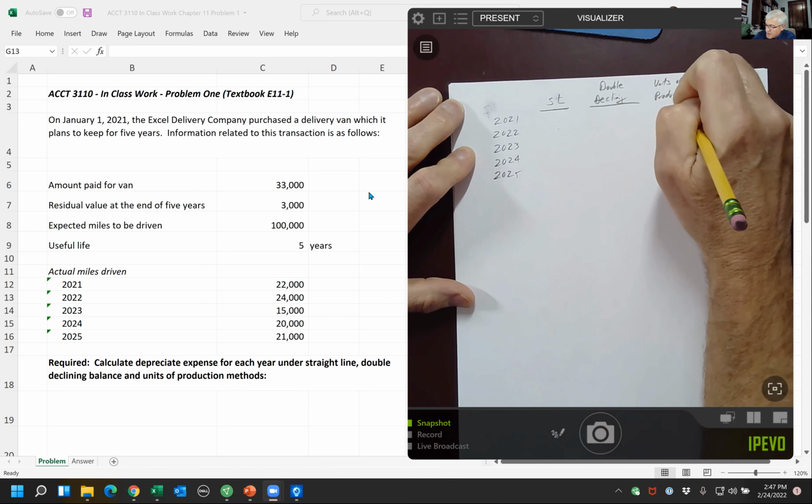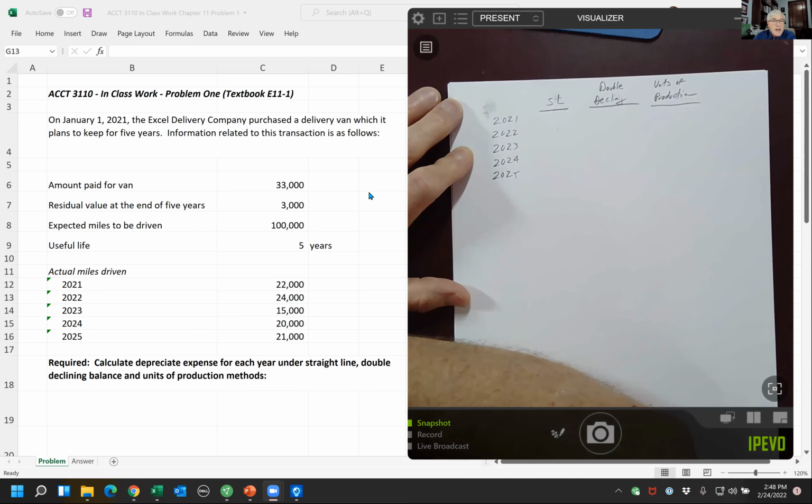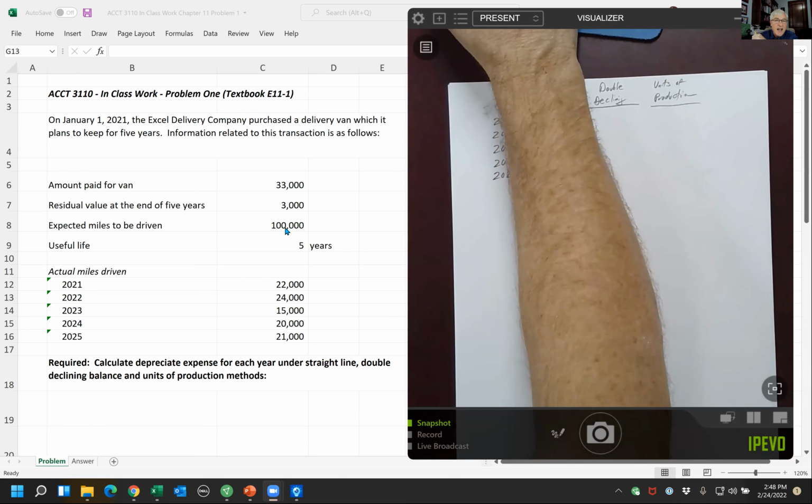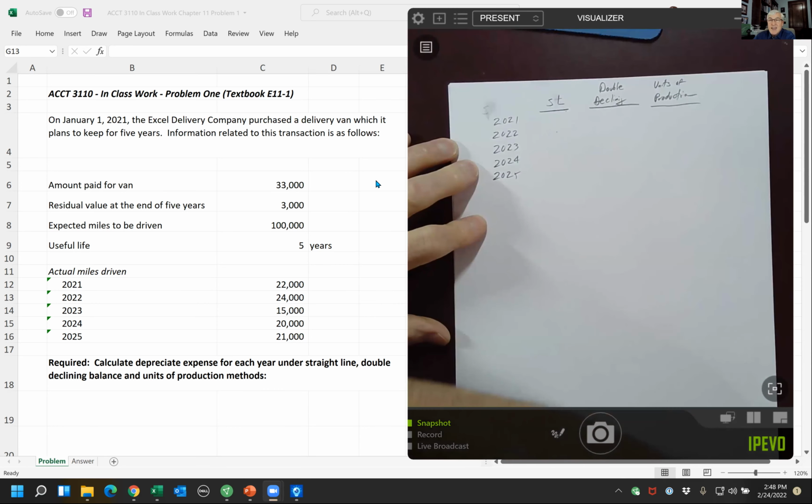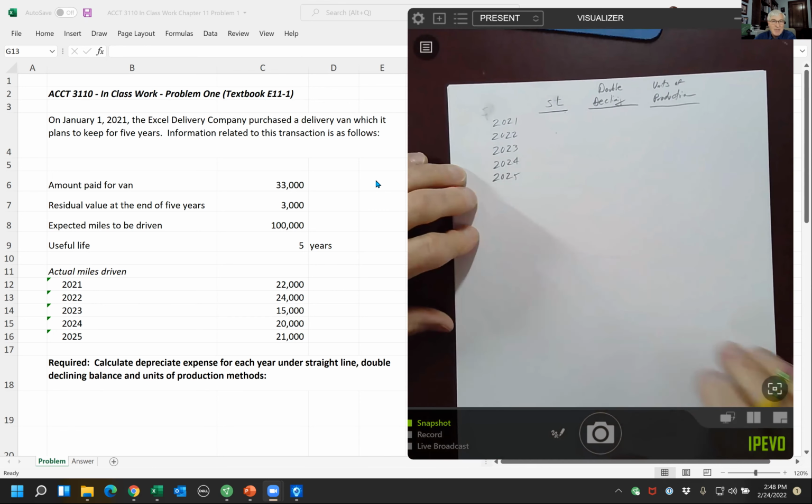What are our units here in this example? Well, it's a vehicle, so I imagine miles. Oh yeah, expected miles to be driven 100,000. So here's an activity-based measure. So the service life is 100,000 miles, not in terms of years or anything like that.